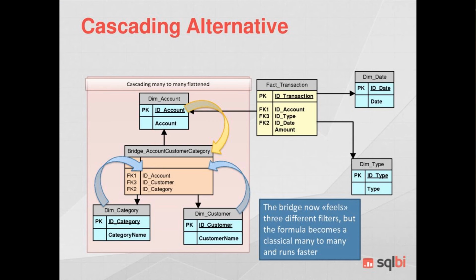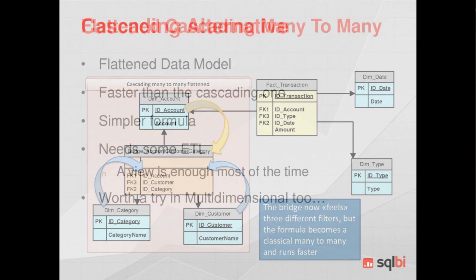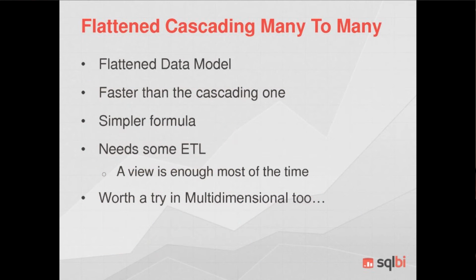This pattern is worth a trial even in multidimensional. So if you're using multidimensional and you are having issues with performance of cascading many-to-many in the pattern, or if you simply don't understand cascading many-to-many, I personally, whenever I work with multidimensional and I need to work with cascading many-to-many, I need to open my own book and read the instructions on how to create the table, the correct set of relationships, because I never remember it. It's very complex, and you need to design it very carefully.